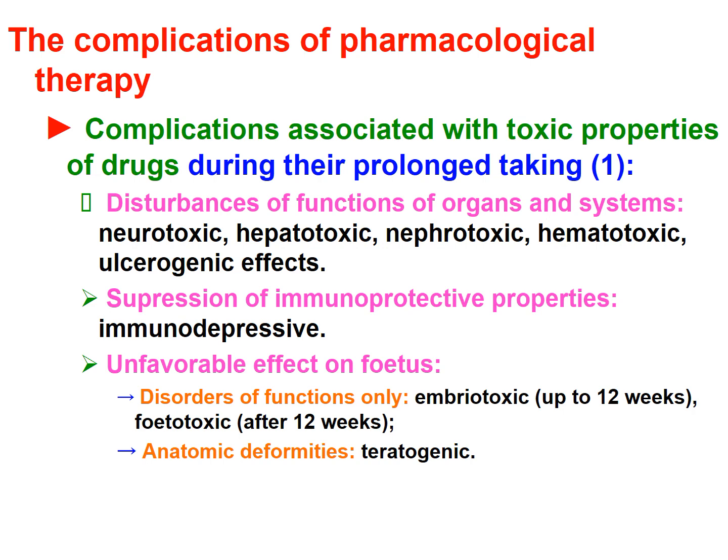First, complications that are associated with toxic properties of the drugs. We may have negative effects of the drug molecules on the functions of different executive organs and systems, such as negative effect on liver, hepatotoxic effect, on kidneys, nephrotoxic effect, on blood, hematotoxic effect, on stomach, ulcerogenic effect, and so on. Also, we may produce suppression of immunity in our body. This effect of the drug is called immunodepressive or immunosuppressive effect.